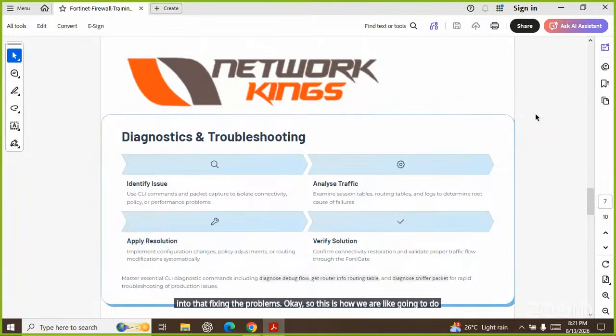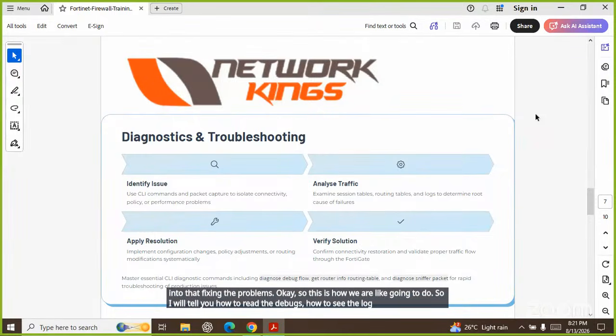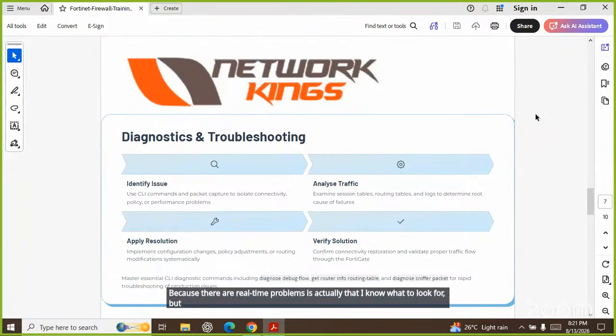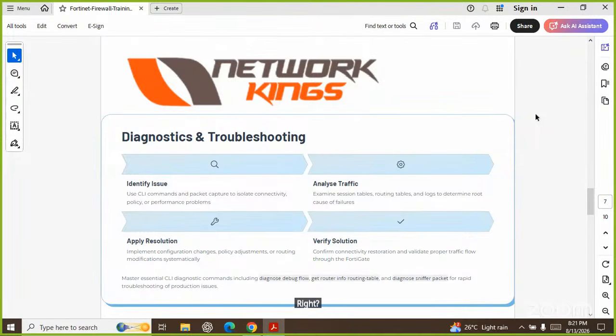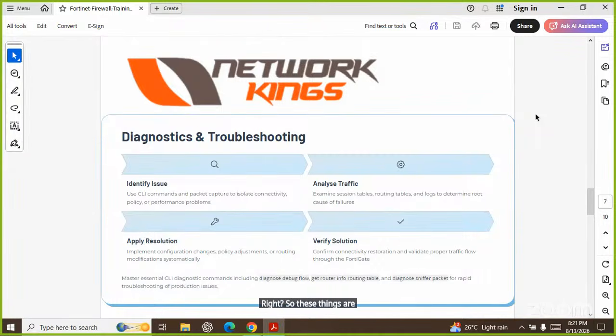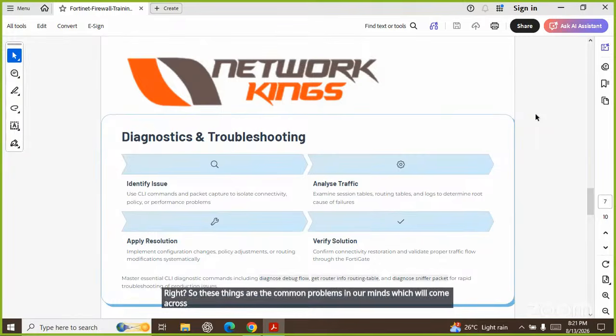I will tell you how to read the debugs, how to see the logs, what you have to look for. Because in real-time problems, I know what to look for, but I don't know how, right? Maybe you are also stuck in a dilemma where you have no idea where to start or what to start looking for, right? I may have all sorts of logs and things with me, but still I do not know what to look for, right? These are the common problems in our minds which we come across in multiple situations, so these things need to be addressed.